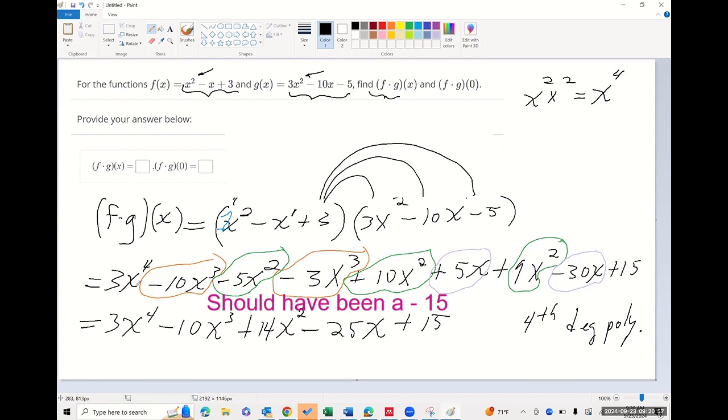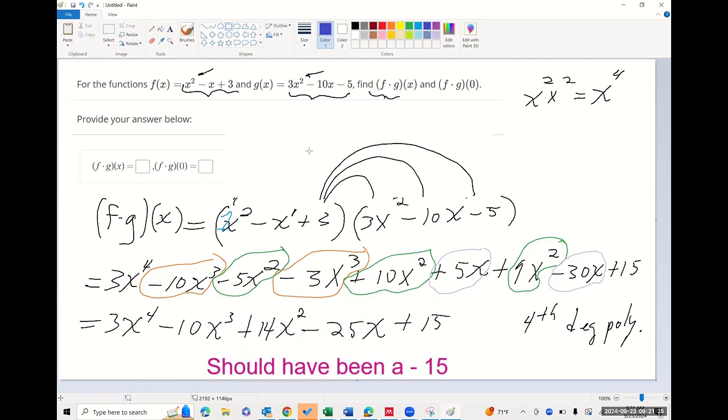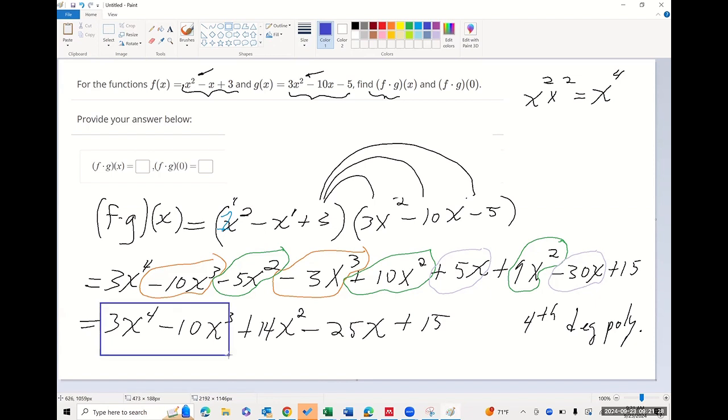There are also relationships between the degree and the kind of picture you get. If it's a second degree polynomial, like the original ones, that's a parabola. Fourth degree polynomials make a specific kind of graph, which we won't get into here because we're just looking for that final answer, which is this here.